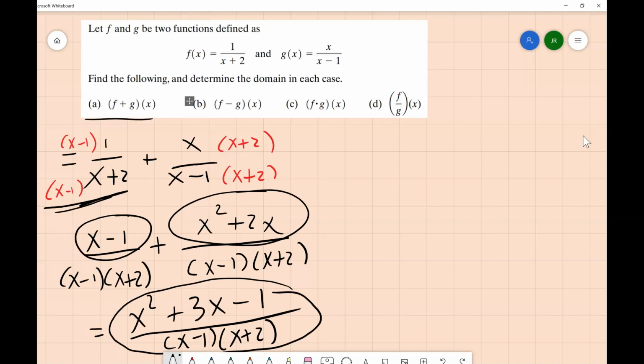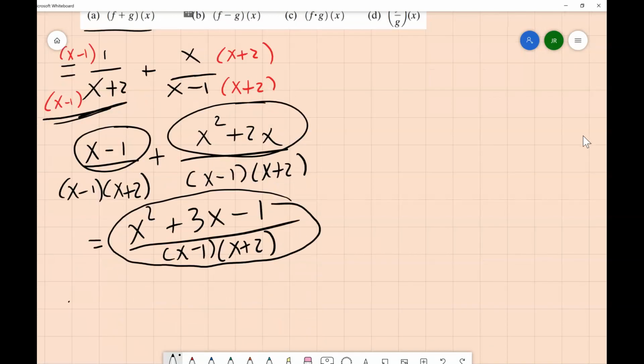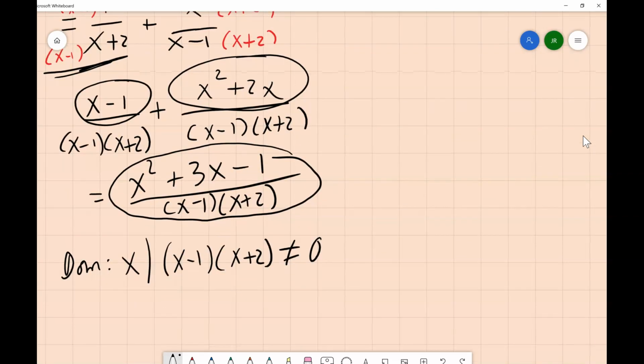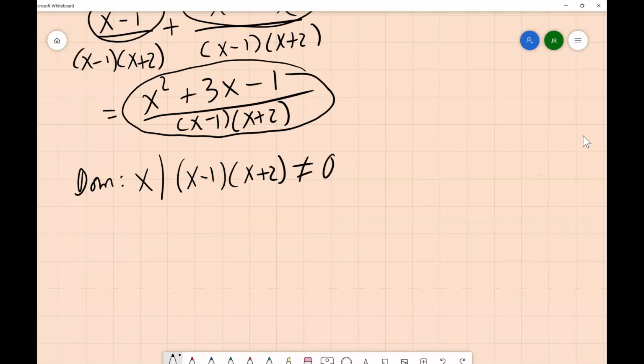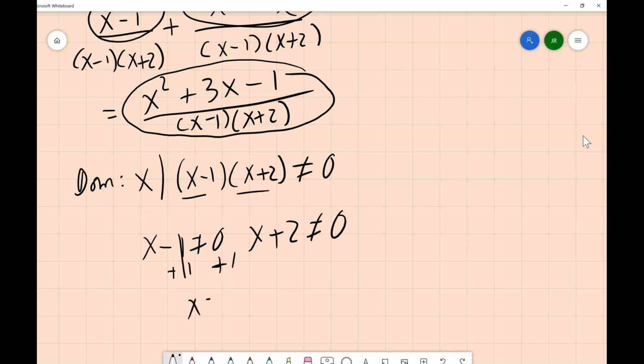Now it asks me to also find the domain. What is the domain? The domain will be all x such that x minus 1 times x plus 2 cannot equal 0. That's not equal to 0 when both factors do not equal 0. So I say x minus 1 doesn't equal 0, and x plus 2 doesn't equal 0. I add 1, and I get x doesn't equal 1, and I subtract 2, and I get x doesn't equal negative 2. So the domain is x does not equal 1 or negative 2.